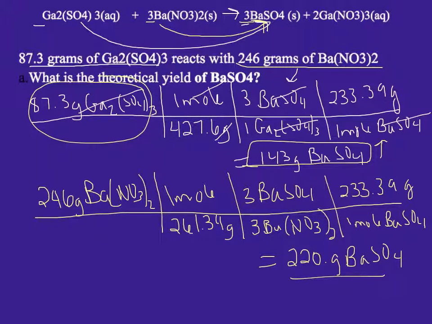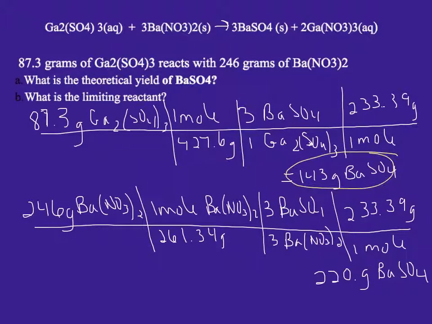So we're actually answering part A and B at the same time, because when we find out the lowest amount of barium sulfate that's going to be made, we're going to find out which one caused that lowest amount to be made. So this is the theoretical yield. This is the answer to part A. And the gram theoretical yield, what caused this to be made, is our answer to the limiting reactant. So our limiting reactant is gallium sulfate because it is the one that ran out. So it was limiting because it's all used up.